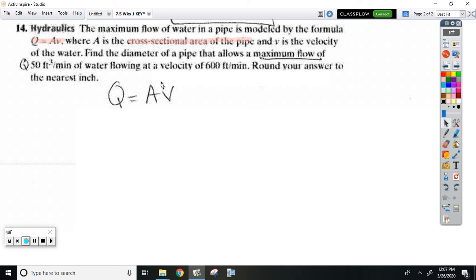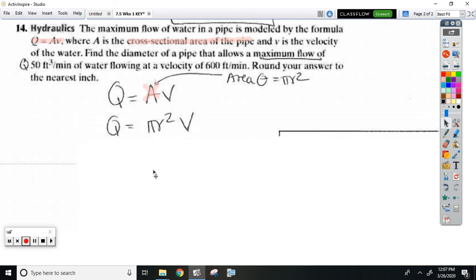So we need to think about what the area of a circle formula is, which we should have learned in Algebra 1 as well as geometry. And that area of a circle is pi r squared. So I'm actually going to get rid of this A, and I'm going to replace it with pi r squared to get me this formula, Q equals pi r squared times V.